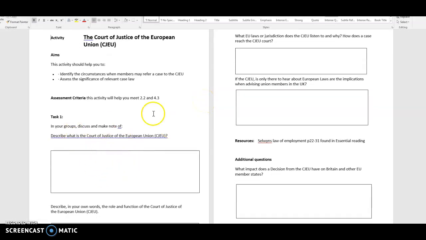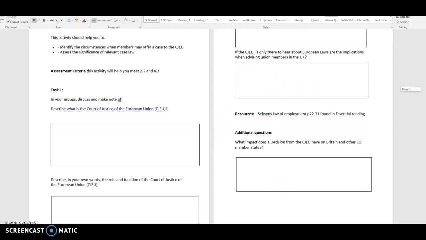So task 1 was basically using the resources. Can you explain what the CJEU is about? And what are the implications of the decision when they make one? So that's also the additional question.